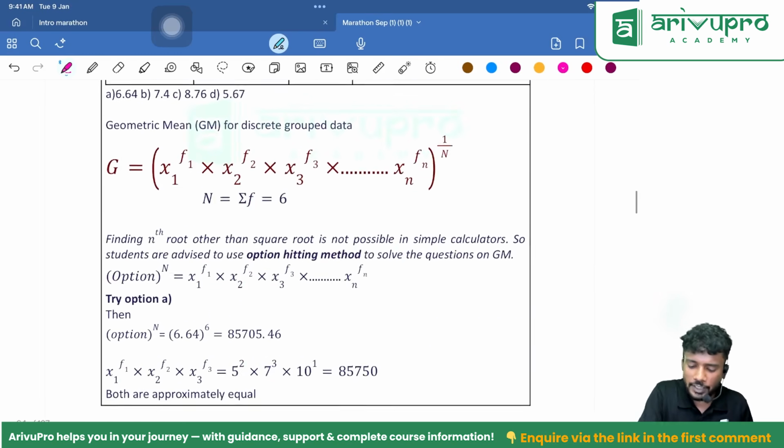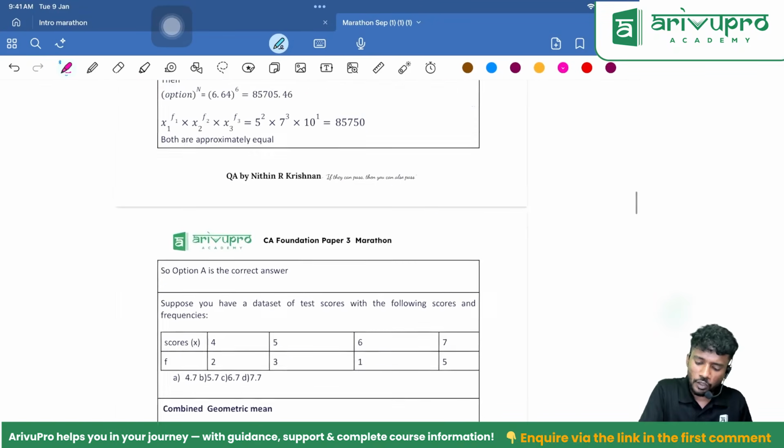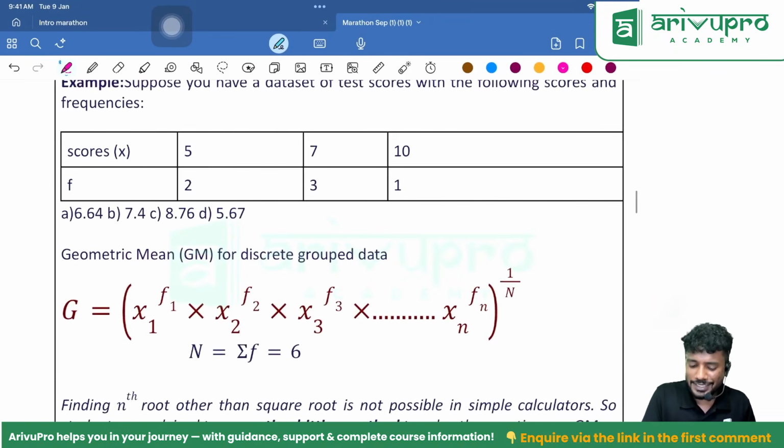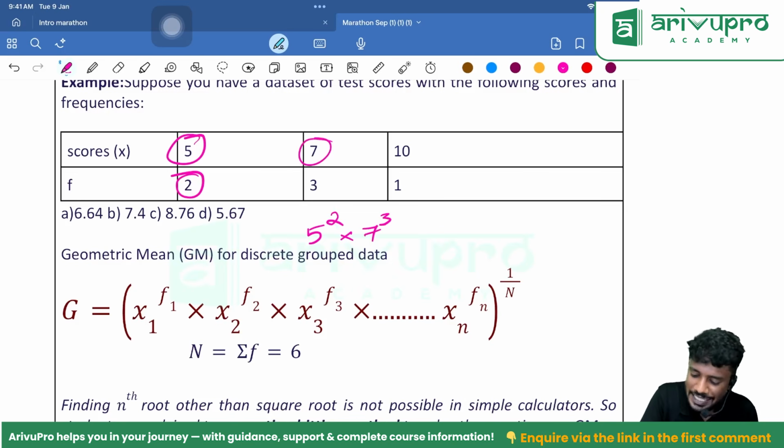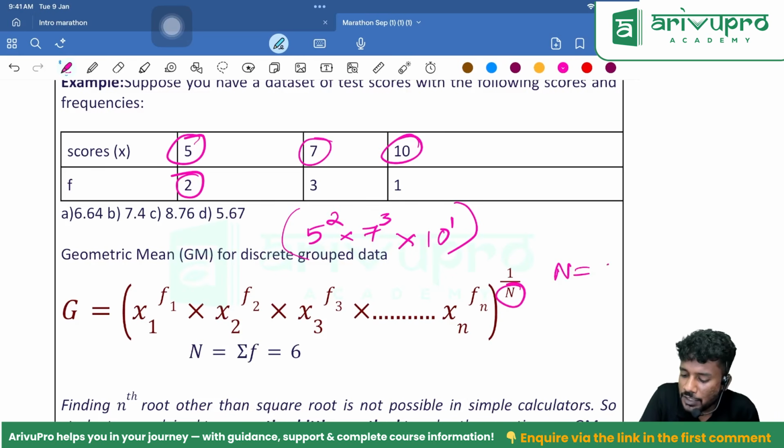Now, group geometric mean. We have a formula for group geometric mean. The formula is G equal to x1 raised to f1, that means 5 raised to the corresponding frequency, 5 square, into x2 raised to f2, that means 7 raised to 3, into 10 raised to 1. The entire thing raised to 1 by n. This n is nothing but sigma f. That means total how many observations are there? 2 plus 3 plus 1 is 6, so 1 by 6.